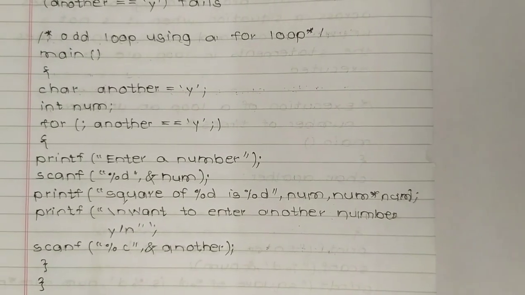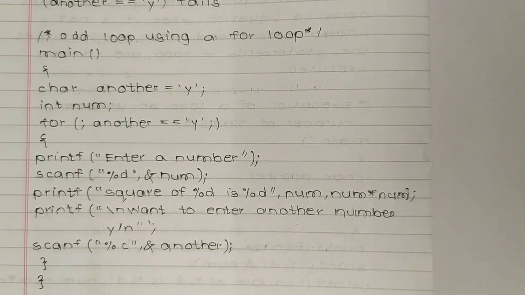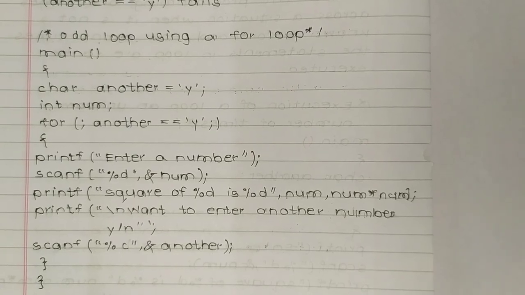Odd loop using a for loop. Main, char another is equal to y. So here we are using a for loop, an odd loop using a for loop. That means we are using an infinite loop. We are doing an infinite loop using a for loop. So main, then char another is equal to y. That is, another is a char which is equal to y.